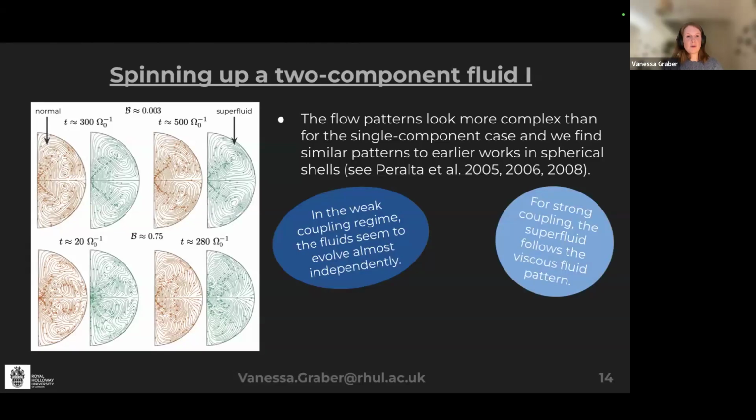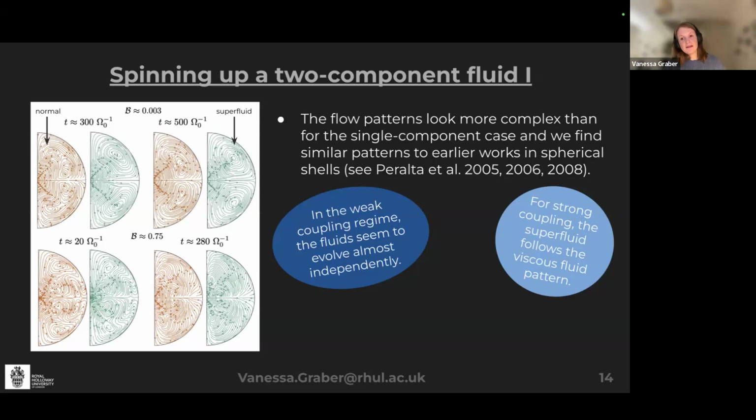So if we compare the top row with the bottom row, first of all, in the top row, which is the weak coupling, we do really find that the fluids almost seem to move independently, which also makes sense because there is very weak mutual friction between those. So they have the ability to develop independently. And in both cases, we see the formation of these circular flow patterns in the northern and southern hemisphere.